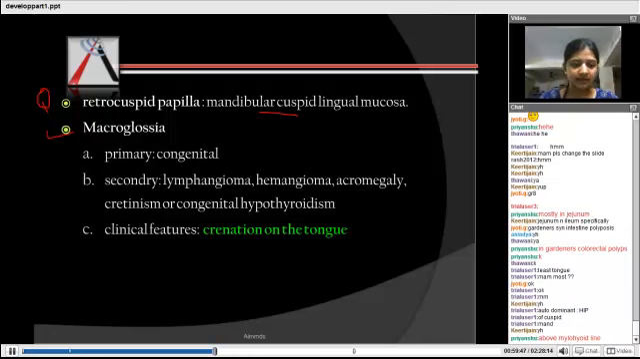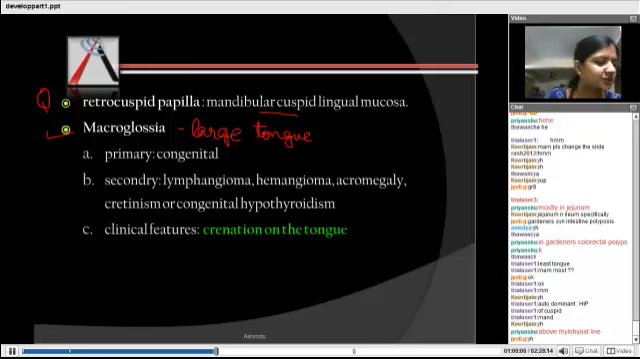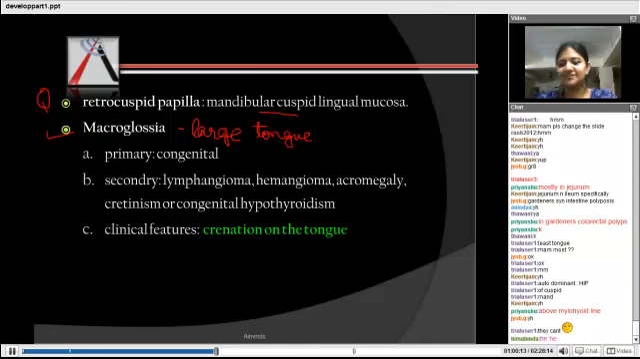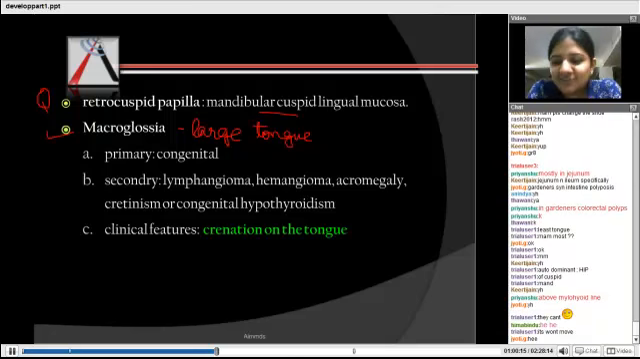Then we will read about macroglossia. Macroglossia means large tongue. It doesn't necessarily mean people with a large tongue talk more. People commonly say the tongue has become long because they're talking more. No, it doesn't work.